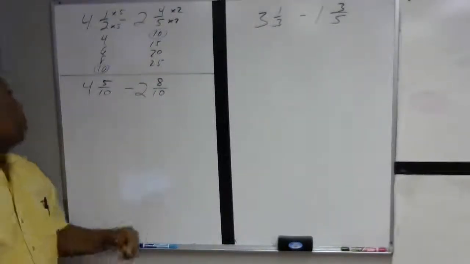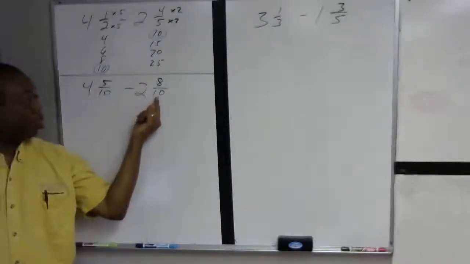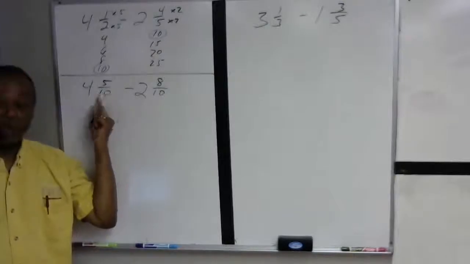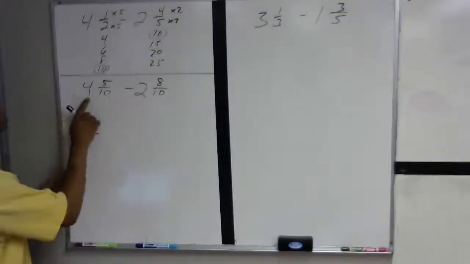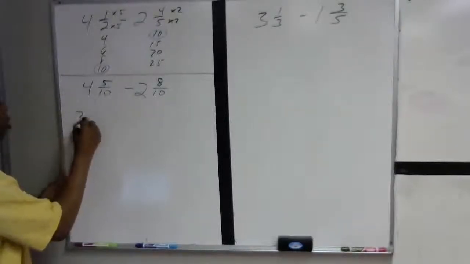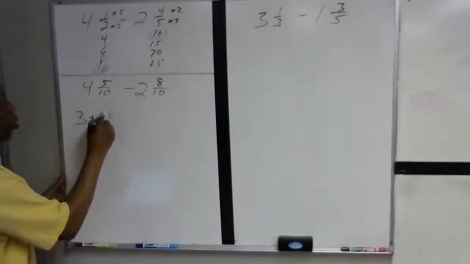Okay. Now, next is to subtract the fractions. We can't subtract 8 tenths from 5 tenths. It's not enough. So we're going to borrow. I'm going to borrow 1 from the 4. So borrowing 1 from the 4 becomes a 3. And then your 1 goes next to the 5 tenths.